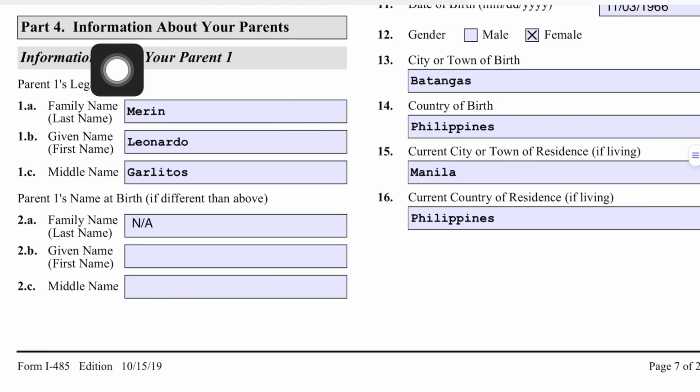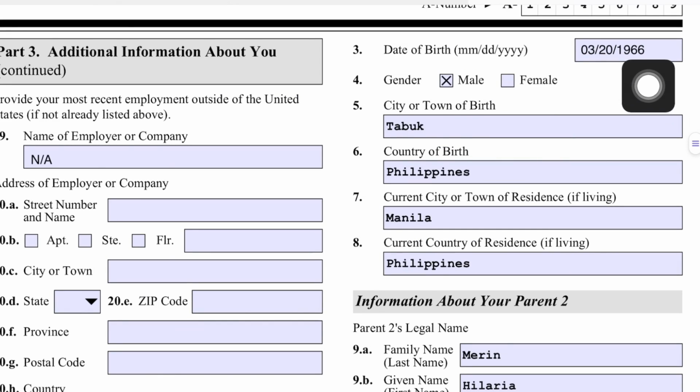So part 4, information about your parents. Information about your parent 1, which is your father. So I put Marine Leonardo Carlitas, and then he doesn't have any name other than his name right now, so I put NA. The next one will be the date of his birth. It's March 20, 1996. His gender, male. City or town of birth, Tabuk. Country of birth, Philippines. Current city or town of residence, Manila. Current country of residence, Philippines.